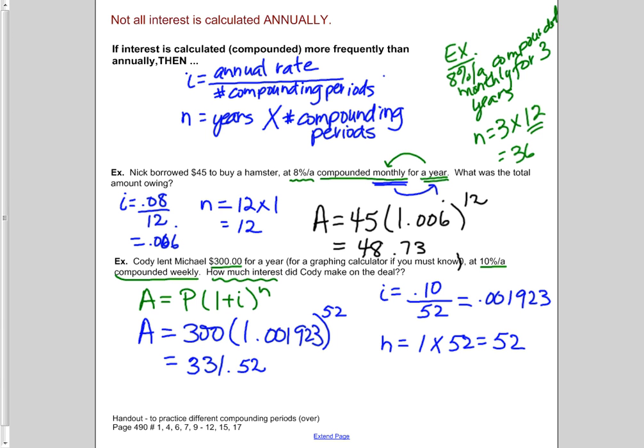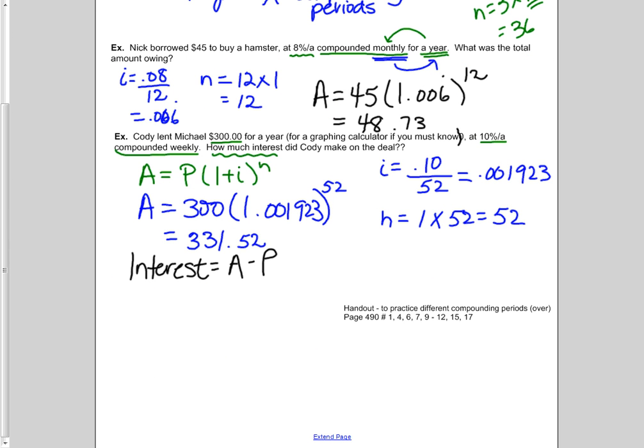We were actually asked for the interest. The interest is the amount subtract the principal, which is 331.52. I know you can do this in your head. It's $300, which is $31.52 he owes him in interest.